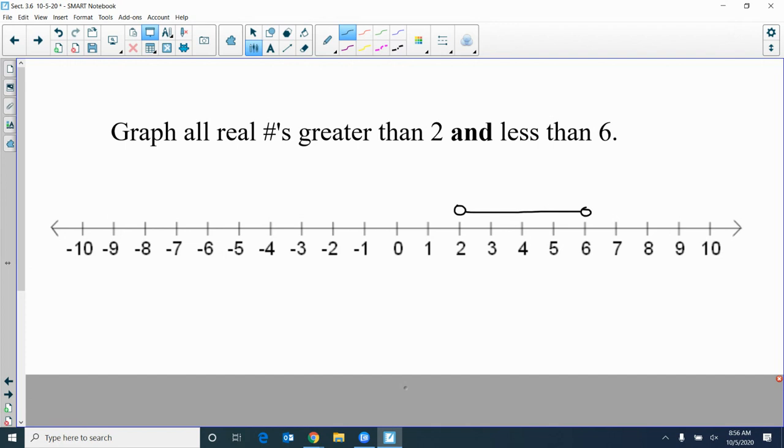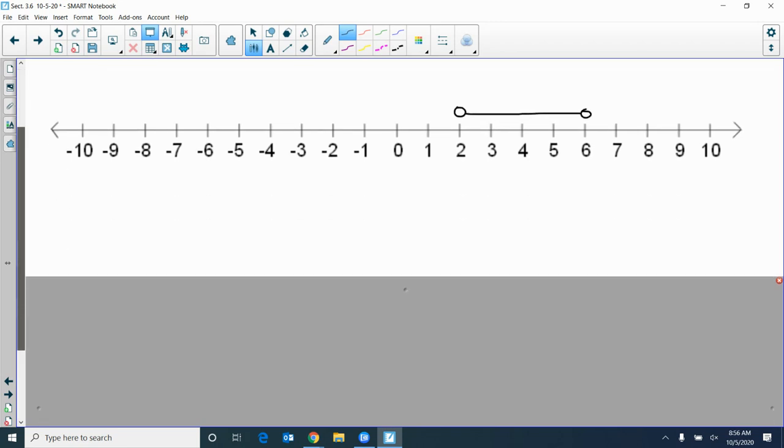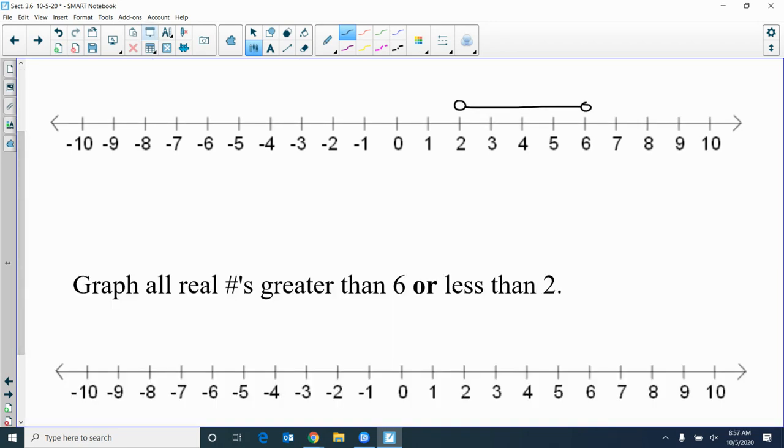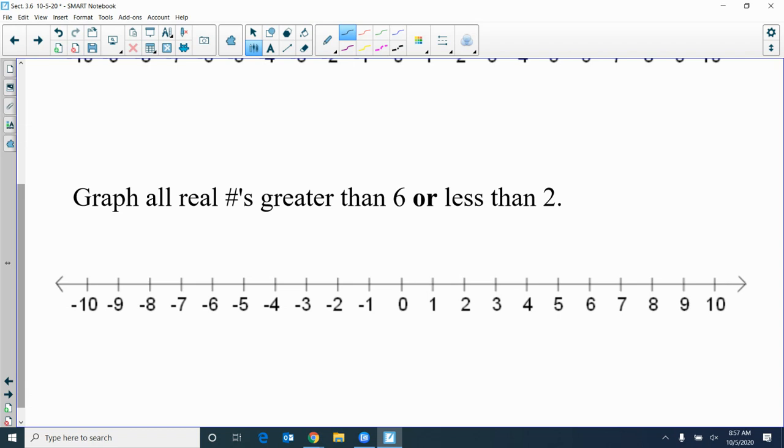Okay. So 2.1, 2.2, 2.3, 3.1, 3.2, 3.3, all those numbers. So in between there would work. What would all the numbers greater than 6 or less than 2 look like? What would that graph look like? Has to be greater than 2, right? Or greater than 6. And what does the graph for less than 2 look like? Open circle shaded to the left.